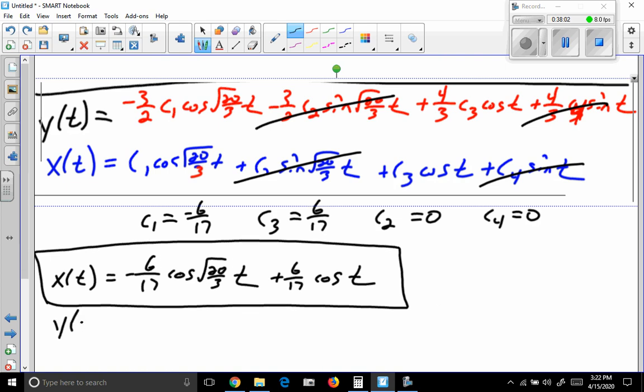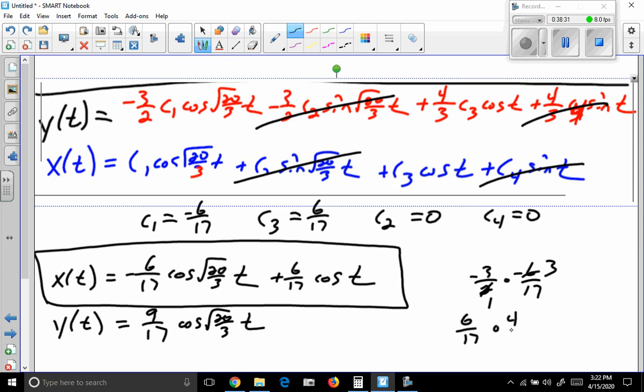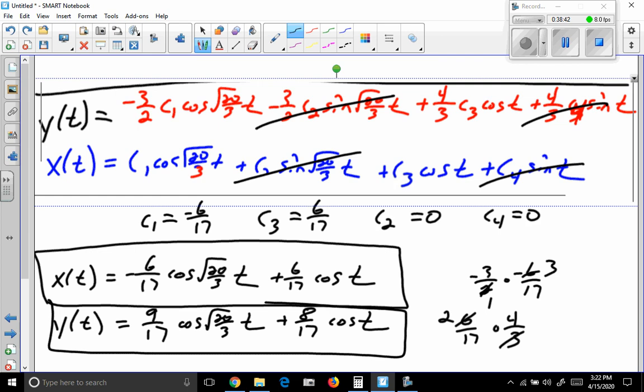For y, C1 gets multiplied times this. So when we do negative 3/2 times negative 6 over 17, the 2's and the 6 reduce. Negative times negative is positive. So we get 9 over 17. That's the coefficient of cosine root 20 over 3t. And for this one, 6 over 17 gets multiplied times 4/3. So 3 goes into 6. So that gives us 8 over 17. So that's our position y.